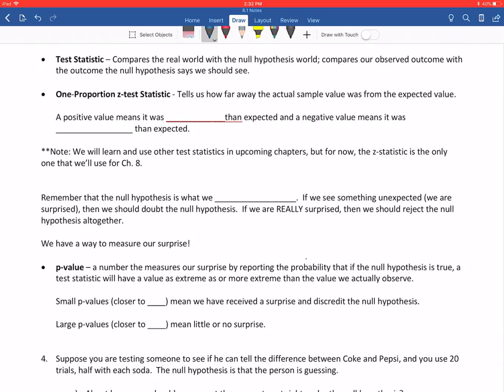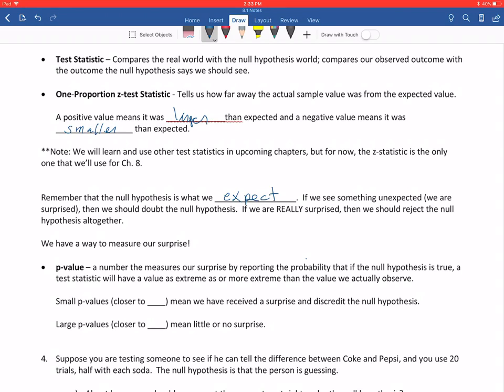Okay, next we have a test statistic. What is that? Well, it's a number, and it compares the real world with the null hypothesis world. It's going to compare what we observed with what the null hypothesis says we should see. And there are all kinds of test statistics out there, but the one we're going to look at here in Chapter 8 is specifically called the one proportion z-test statistic. So it's going to tell us how far away that actual sample value was from the expected value. A positive value will mean it was larger than we expected, and a negative will mean it was smaller. So z-values can come back positive and negative.